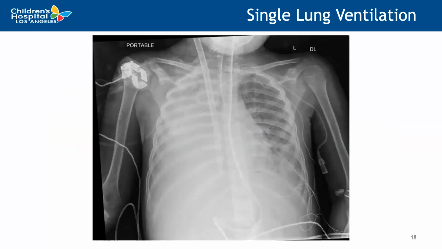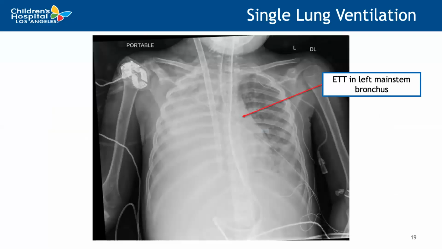And here is a chest x-ray that was done after the selective intubation of the left mainstem bronchus. And as you can see, the endotracheal tube is now placed in the left mainstem bronchus with almost complete collapse of his right lung. Here's his VV ECMO cannula in the heart.